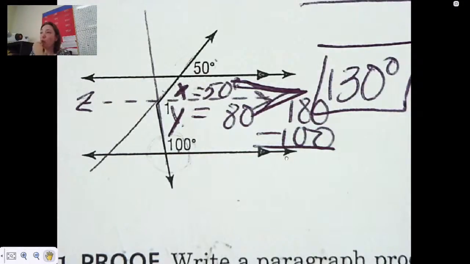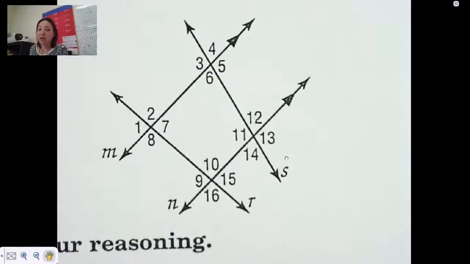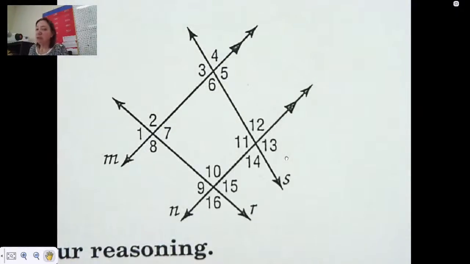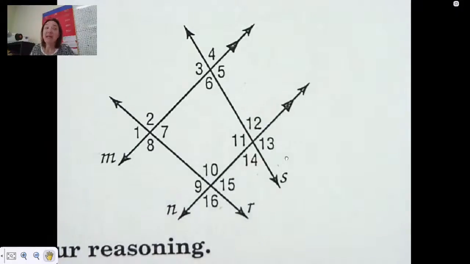Okay, I've got one more thing I need to talk to y'all about, and that is this diagram at the very top. Based on that diagram, y'all, what lines are parallel? M and N. How about R and S? Are they parallel based on the diagram? They're not. They didn't give us anything to say they're parallel. Is it possible they are? Yeah. But they didn't give us the information, so we can't assume they are.